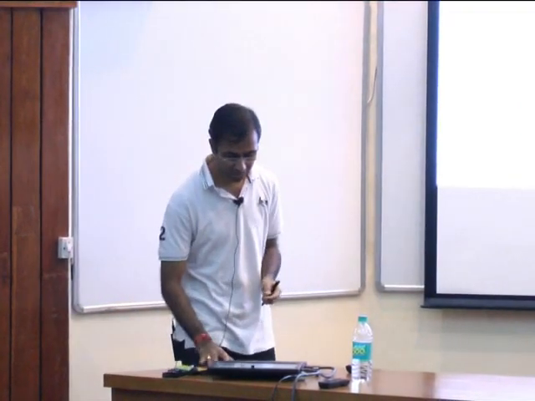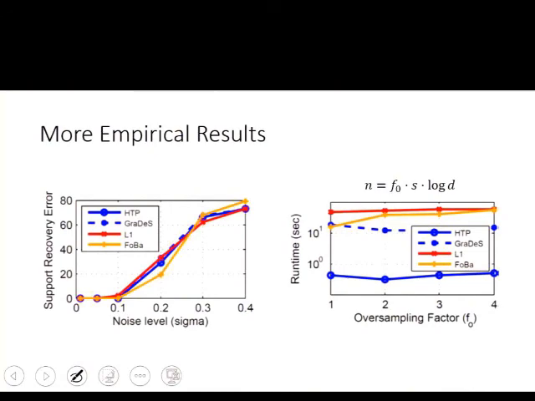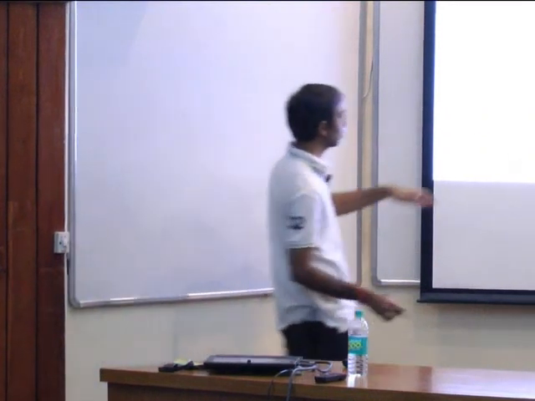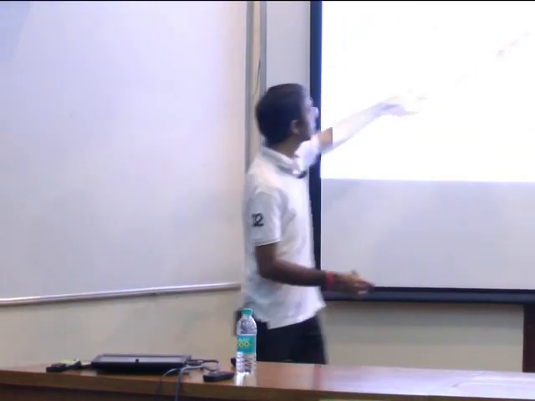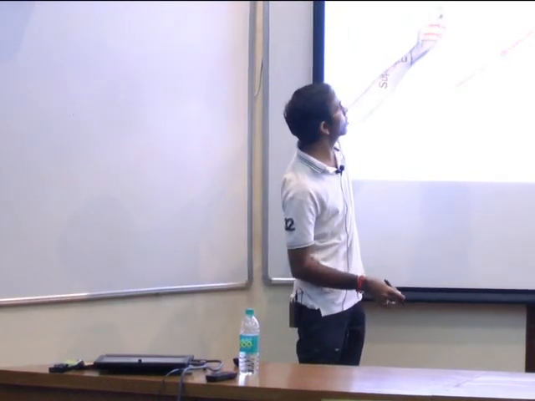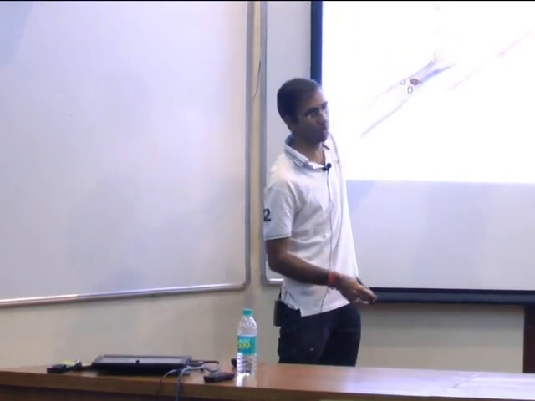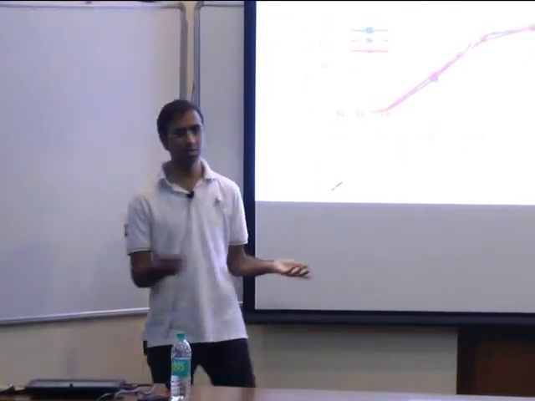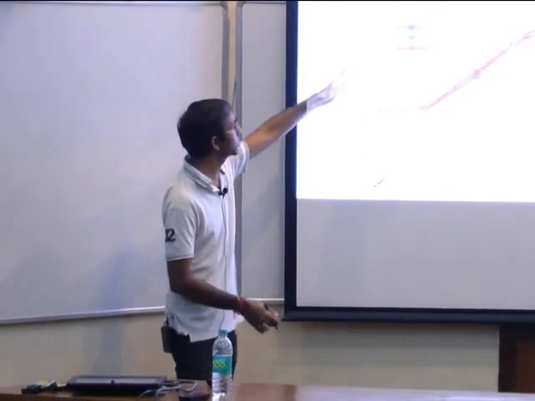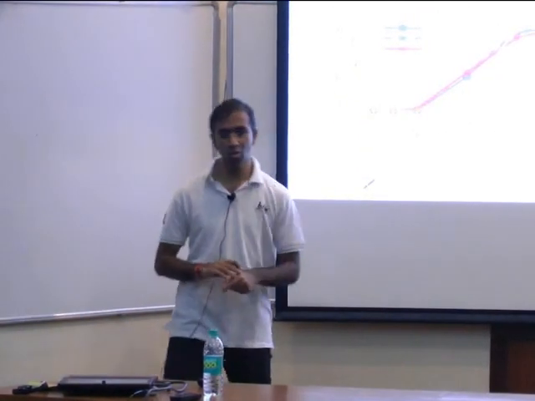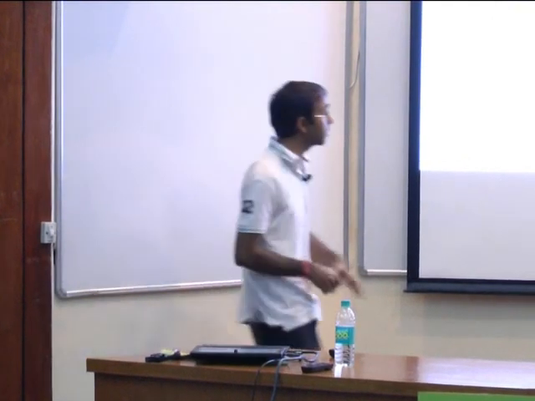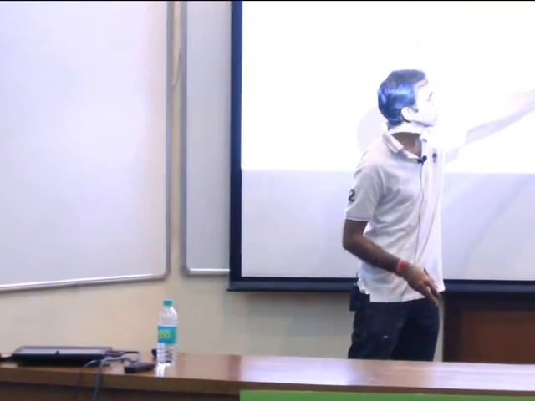Similarly, on several other parameters, both methods have similar recovery, but in terms of speed they are very different. For example, if you increase your noise level, the recovery of HTP, a non-convex method, and L1, the convex method, shows almost similar error. This is the error here. So there is no difference in their performance in terms of error or recovery. But in terms of runtime, there is a huge difference.